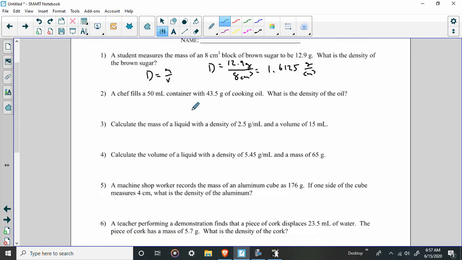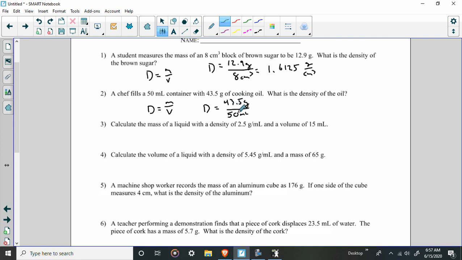So a chef fills a 50 milliliter container with 43.5 grams of cooking oil. What's the density of the oil? So density is mass over volume. So your density is equal to 43.5 grams over 50 milliliters.